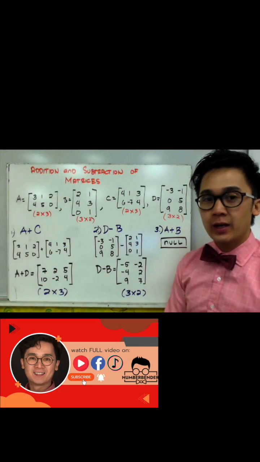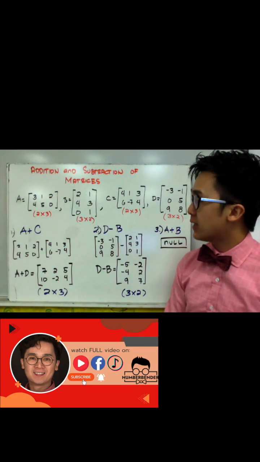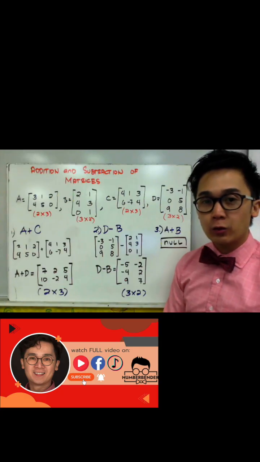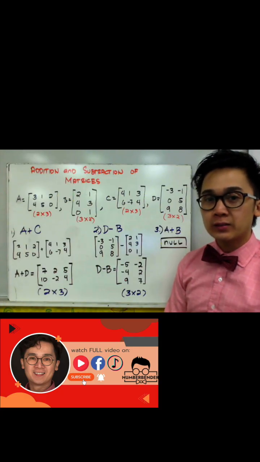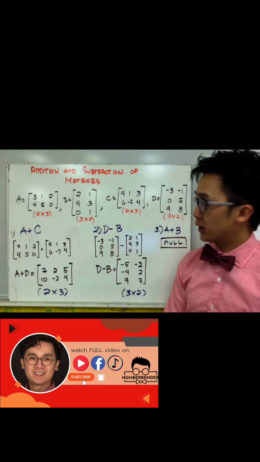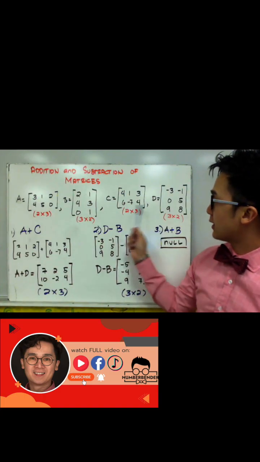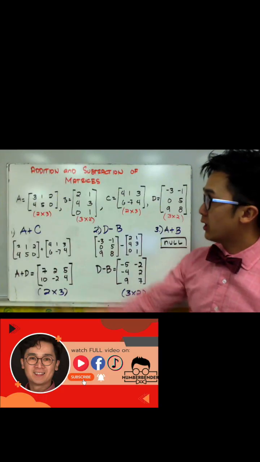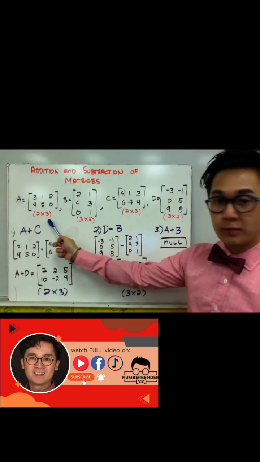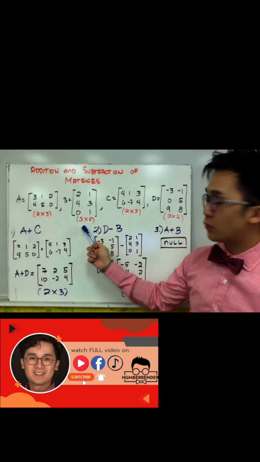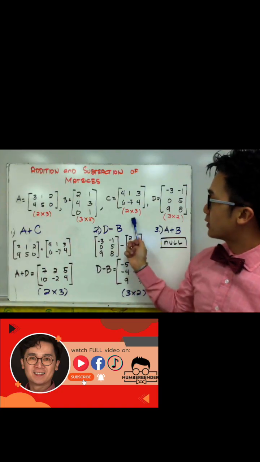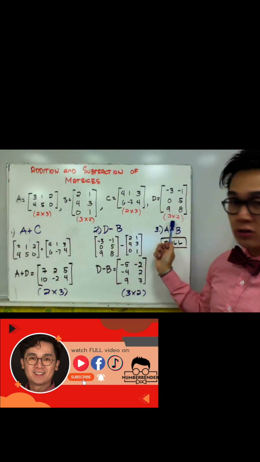A property of addition and subtraction of matrices is that you can only add or subtract two matrices when they have the same order. So we have here four given matrices, matrix A, B, C, and D, with different orders. Matrix A is a 2 by 3 matrix, matrix B is a 3 by 2 matrix, C is a 2 by 3, and D is another 3 by 2.